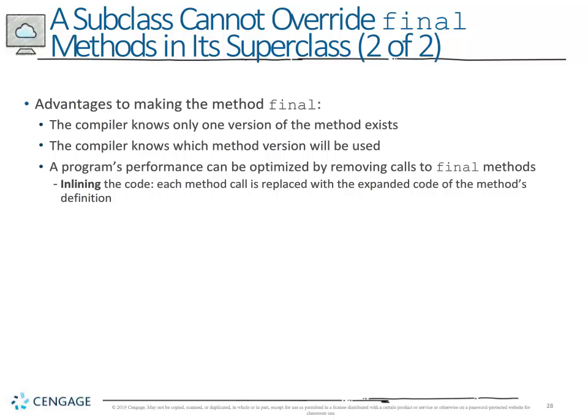In Java, all instance method calls are virtual method calls. That is, the method used is determined when the program runs, during execution, because the type of the object used might not be known until the method executes. When you define a method as a final method, the compiler can optimize the program's performance by replacing the call with the expanded code of the definition. This process is called inlining the code, and it makes the program run faster and more efficiently because the compiler knows exactly which version of the method will be used.